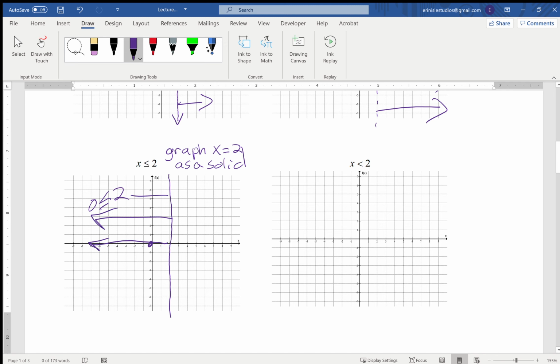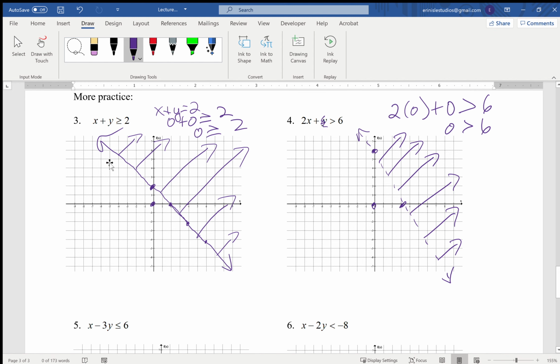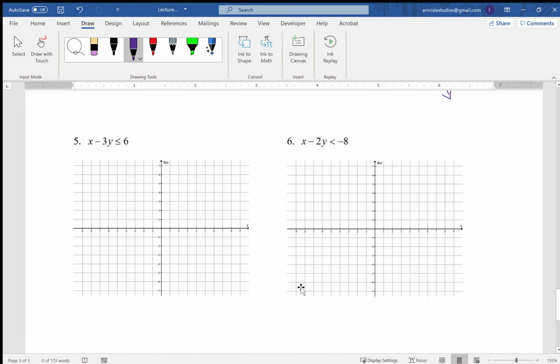Now we're going to test 0, 0. 2 times 0 plus 0 greater than 6. Well, is 0 greater than 6? No. So now I've got to shade the area away from 0, 0. All right.